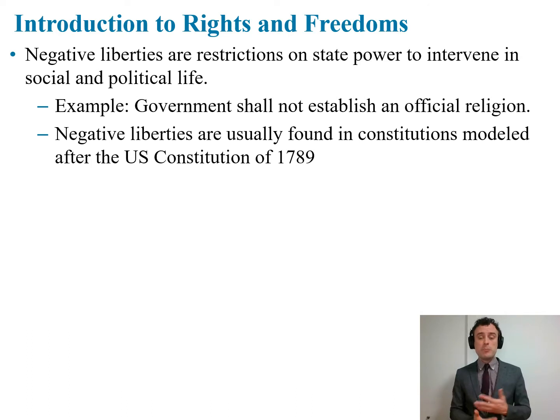This is just one of many prohibitions on state power that we find in the United States Bill of Rights, the first 10 amendments to the US Constitution, which are just a series of negative liberties outlining what the government must not do and cannot do in terms of intervening and infringing on individual liberty. And so negative liberties are usually found in constitutions that were closely modeled after the United States Constitution of 1789. For instance, in the presidential constitutions of Latin America that closely resemble the United States Constitution.